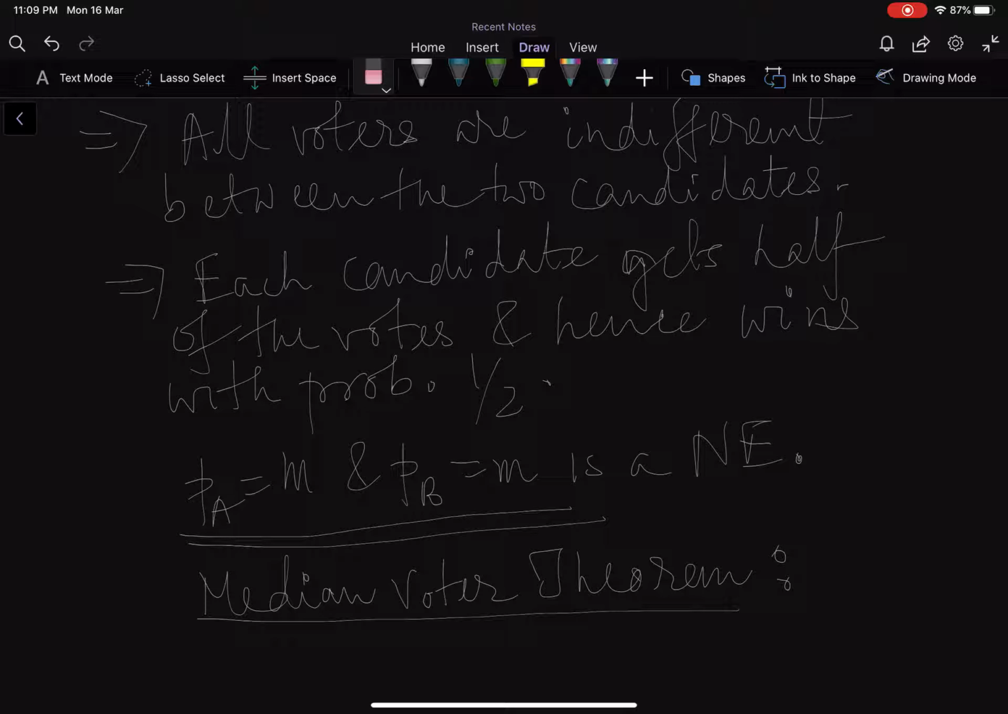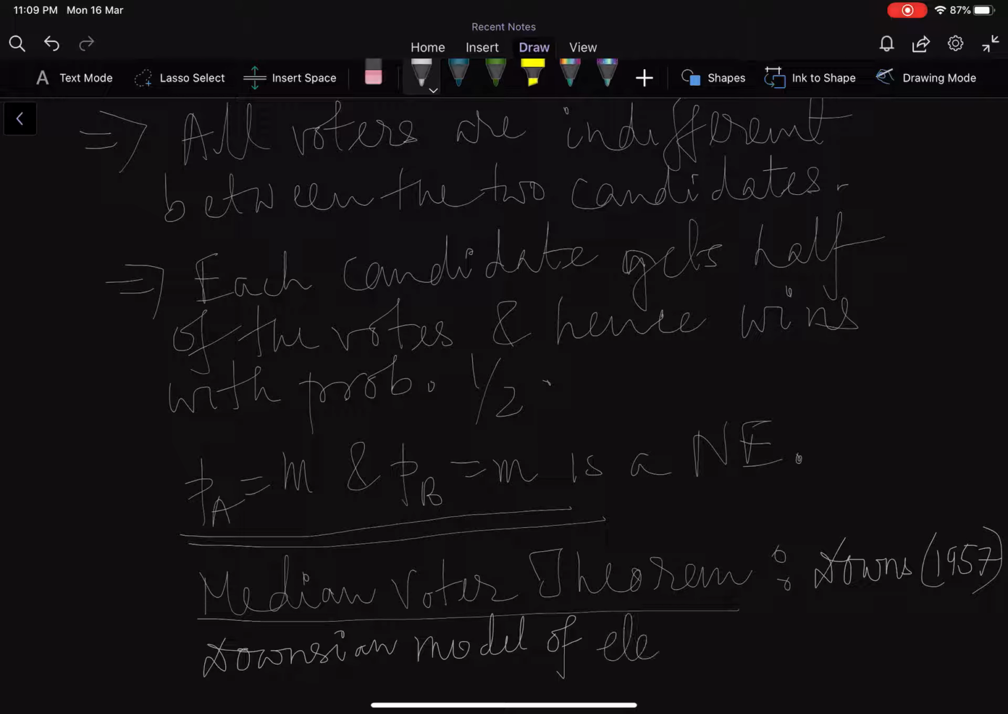So this result, the median voter theorem, was first proposed by an economist named Downs in 1957. That's why these kinds of models are called the Downsian model of electoral competition.